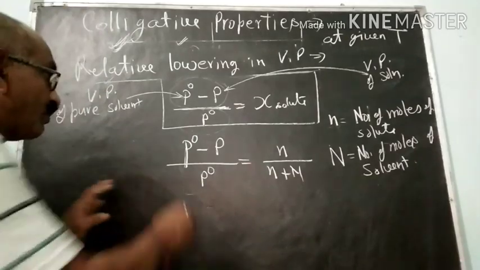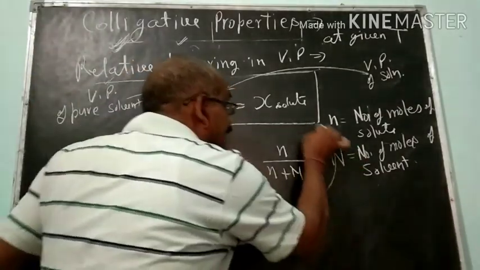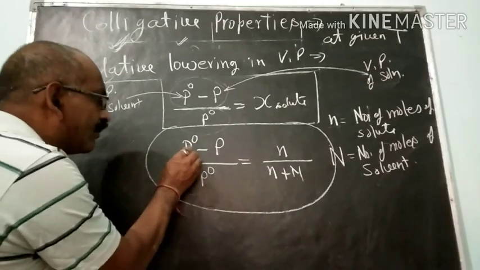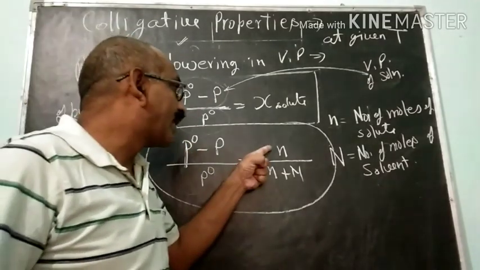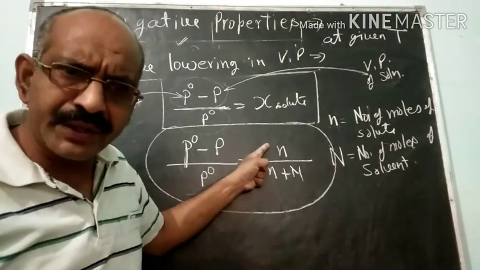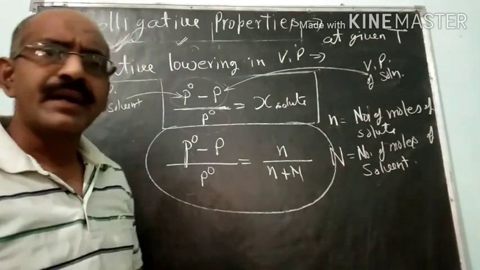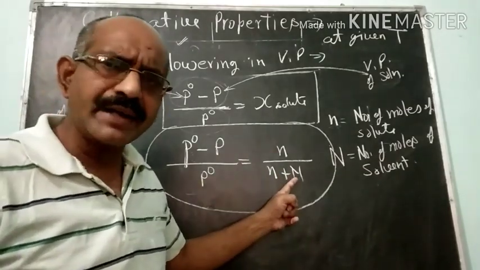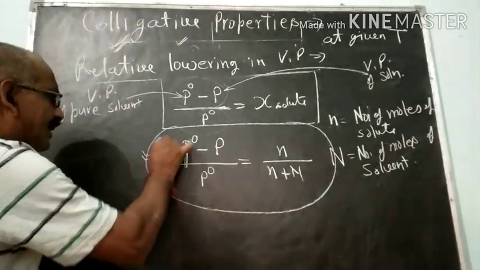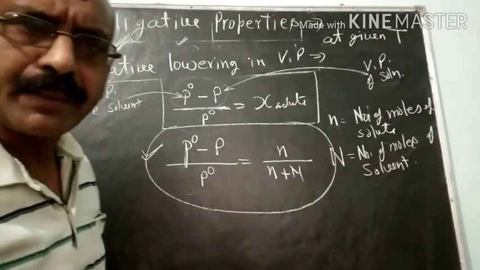In this expression, the relative lowering in vapor pressure depends on the number of moles of solute dissolved in a definite number of moles of the solvent, and that's why it is a colligative property.